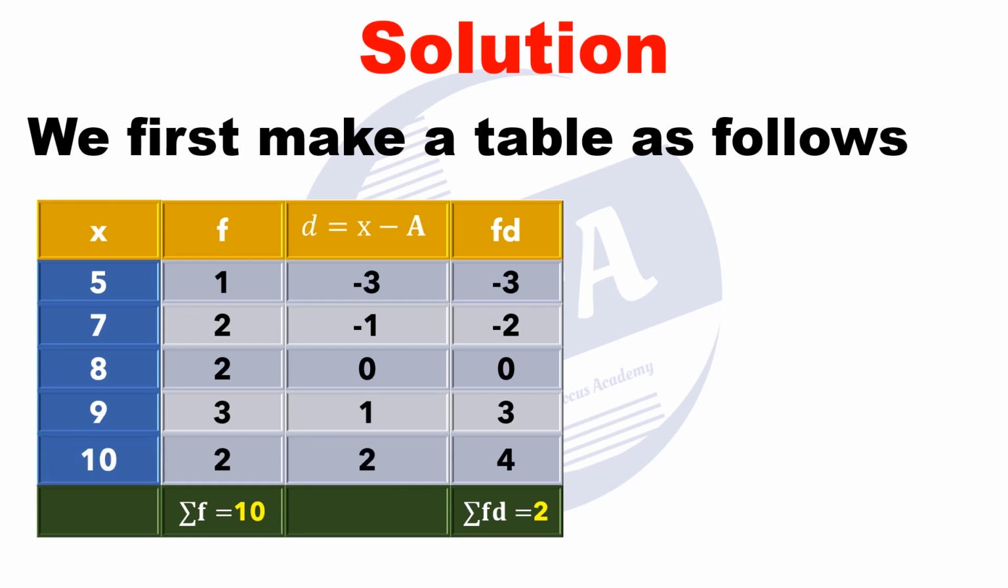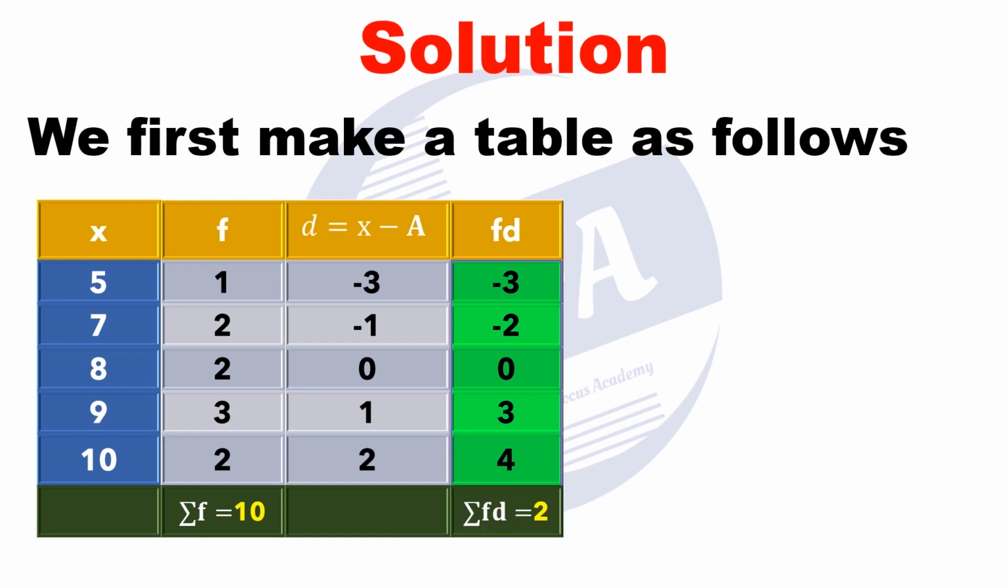So we must multiply the deviations by the frequencies. When you multiply that, 1 times negative 3 will give you negative 3. Then 2 times negative 1 will give you negative 2. Then 2 times 0 will give you 0. And 3 times 1 will give you 3. Then 2 times 2 will give you 4. So if you work this out, in total we will have negative 3 plus negative 2 plus 0 plus 3 plus 4. We will find that it is 2. The total that we'll find here is 2.